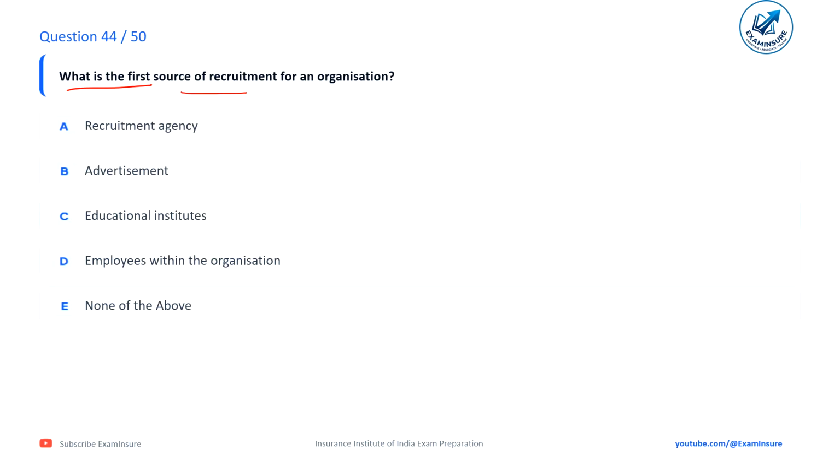What is the first source of recruitment of an organization? किसी भी organization के लिए पहला source क्या होता है recruitment के लिए? Recruitment agency, advertisement, educational institute or employees within the organization, or none of the above. So the correct answer is employees within the organization.